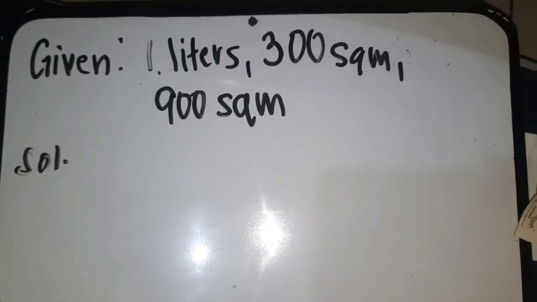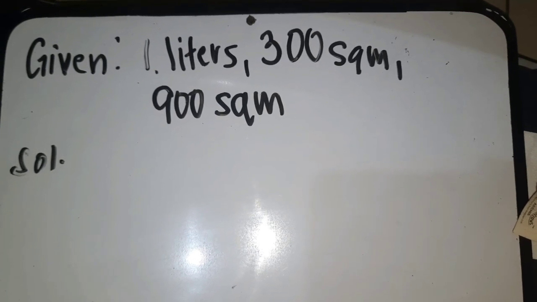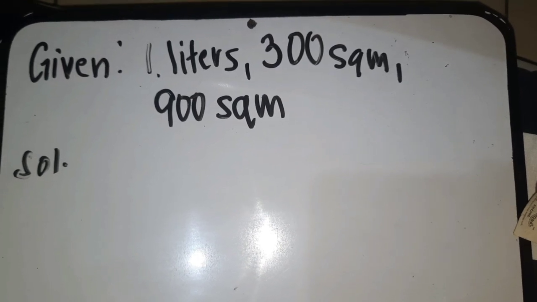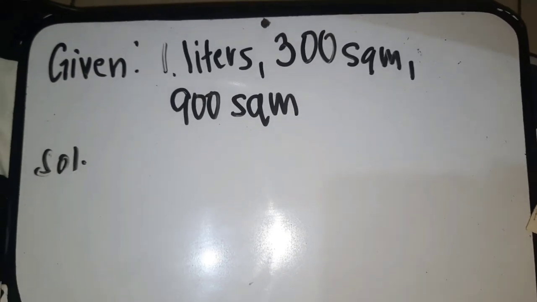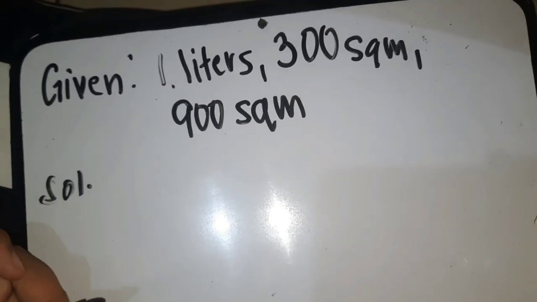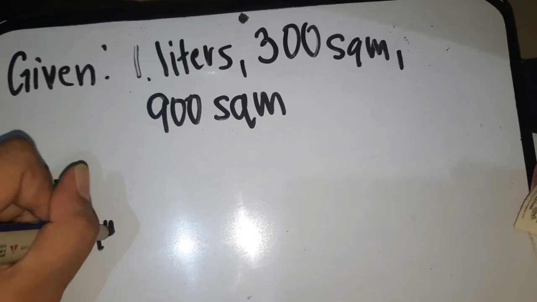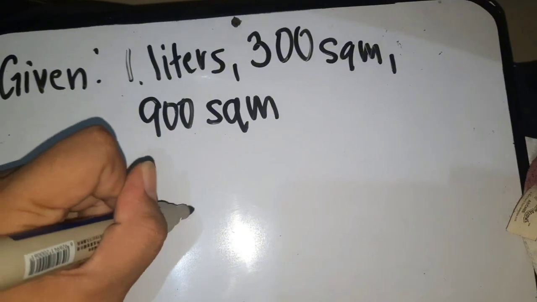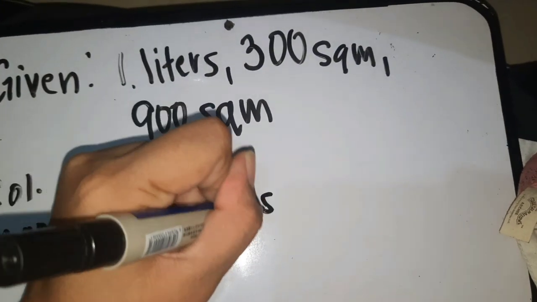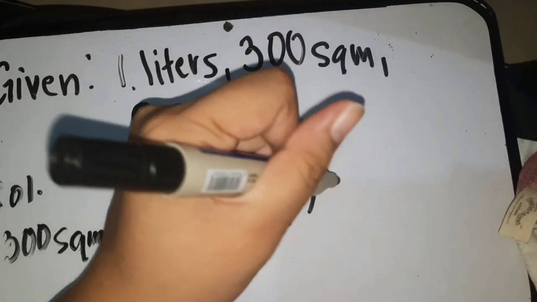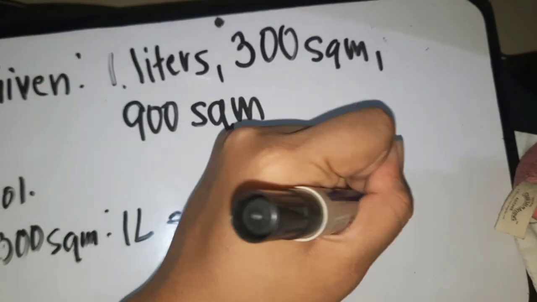So for our first example in direct proportion, a tractor uses gas at the rate of 1 liter for every 300 square meters of land to plow. How many liters will it take to plow 900 square meters of land? So now, we will first put it in ratio form. 300 is to 1 liter equals 900 is to x, since liters is what we are looking for.